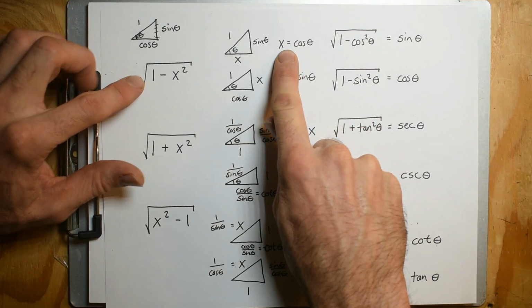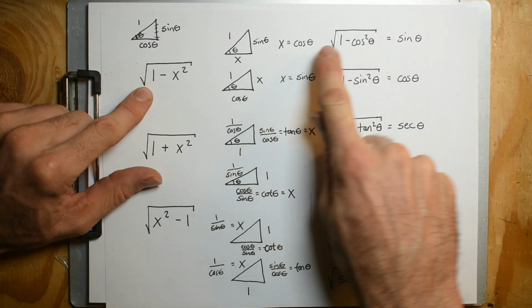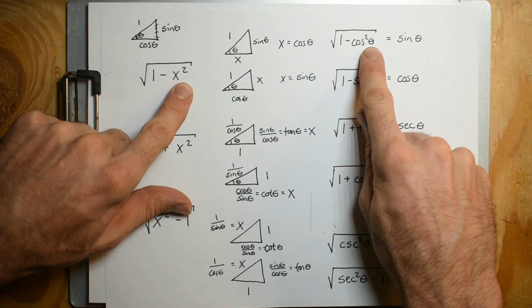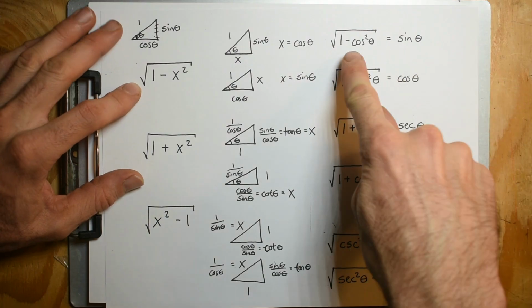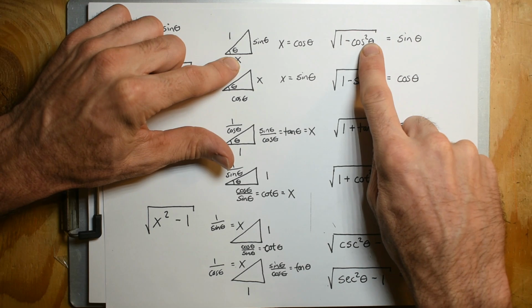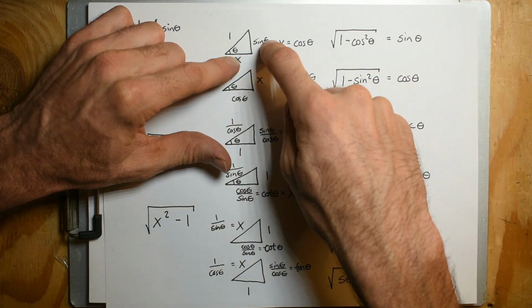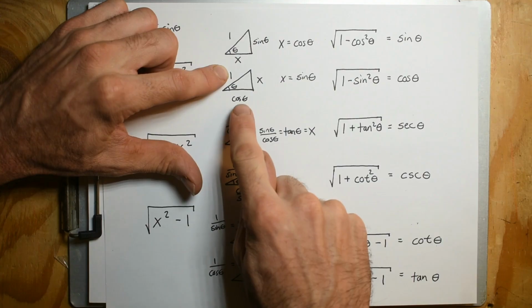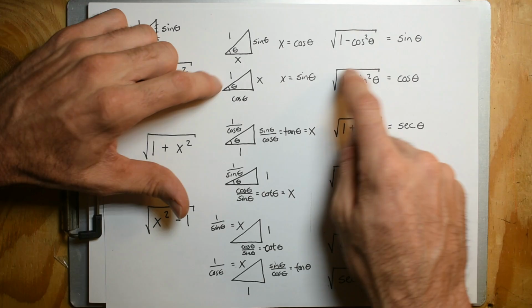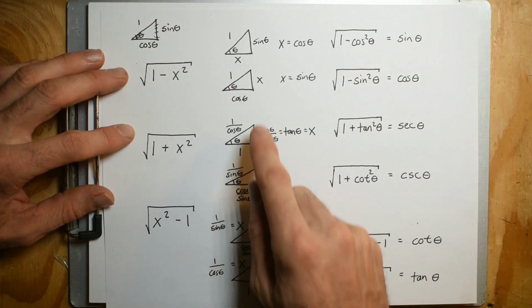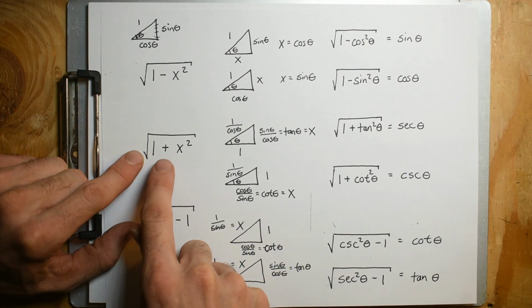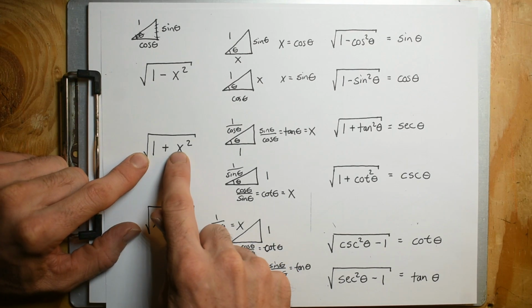Then let's put the value of x into this equation. We're going to have the square root of 1 minus cosine squared theta. What would this be? We just said the hypotenuse squared minus the other side squared, take the square root of it, is equal to the other side. So the hypotenuse squared minus this value of x squared, square root, is equal to the other side.